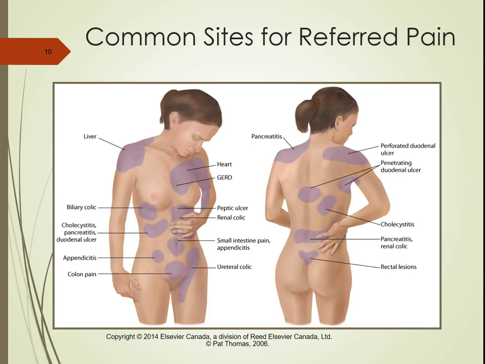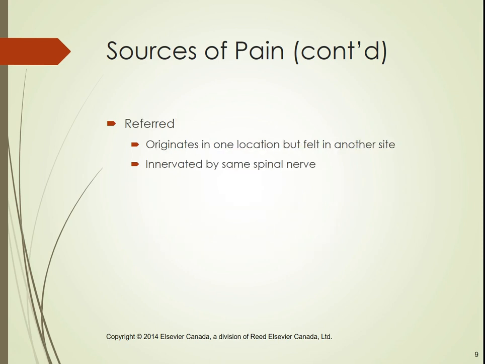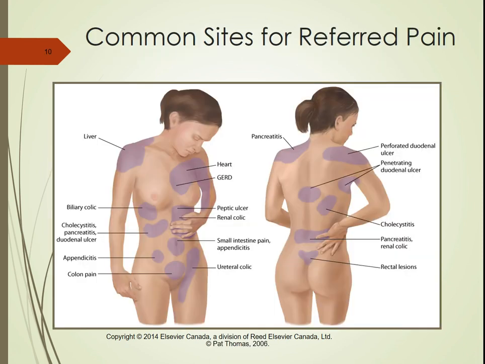So just be aware that where someone is having pain does not necessarily mean that's where the problem is. So you need to get used to the common sites of referred pain. Those types of pain are neuropathic. They are lesions or inflammation that are affecting nerve pathways, and they are not necessarily directly related to where the inflammation is. That's a really important thing to remember.